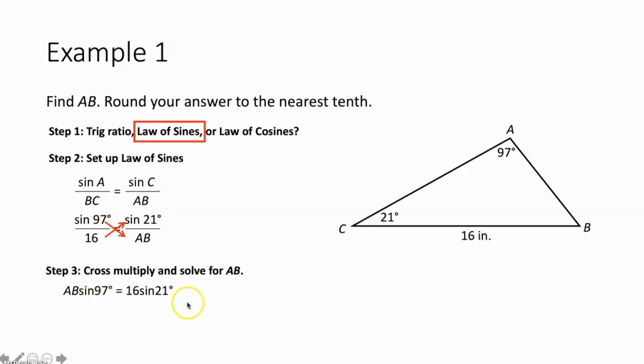Well, I just divide both sides by the sine of 97 degrees. And when I do that, these cancel out. And on this side, I just need to plug this into my calculator. Make sure you put parentheses around your numerator. And when you press enter, you need to round it to the nearest tenth. So you get that the measure of segment AB is approximately equal to 5.8 inches.